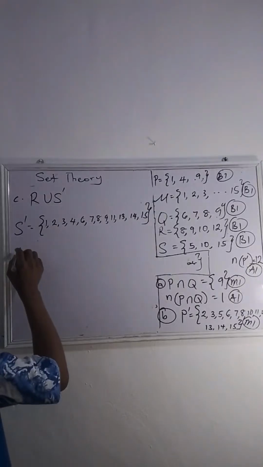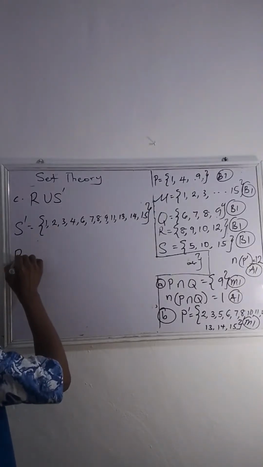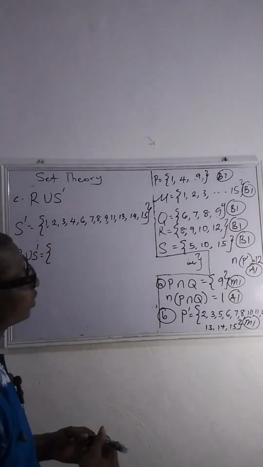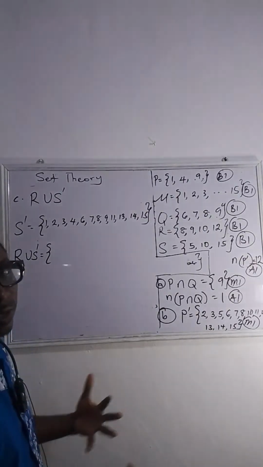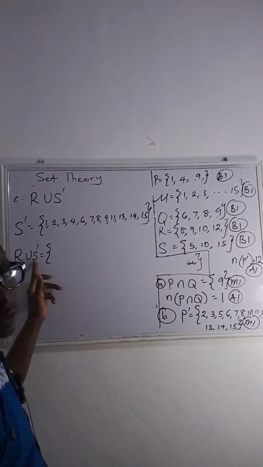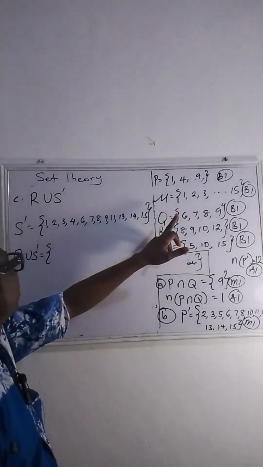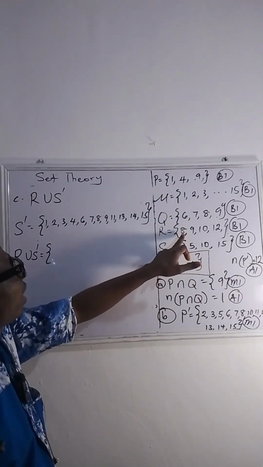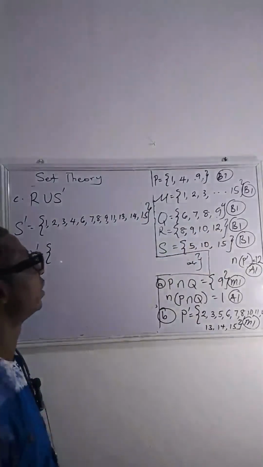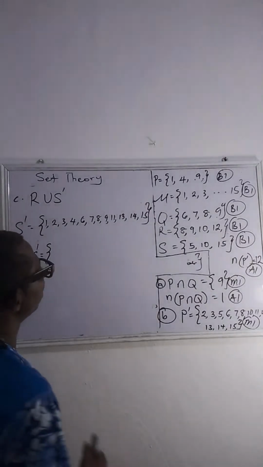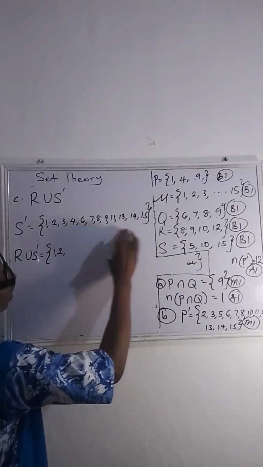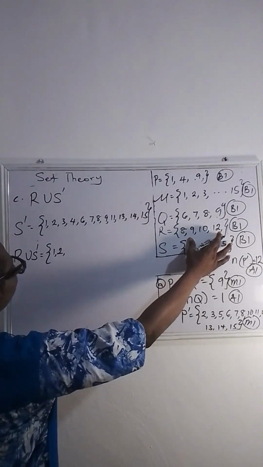Now, can we do this now? R union S complement. Now, when we say union, that is, we bring together the two sets, all the members in set R and set S complement. We bring them together. Now, let's look at set R. Set R, we have 8, 9, 10, 12. So now let's begin to list. We have 1, 2. You are listing all this and you are including this with this.